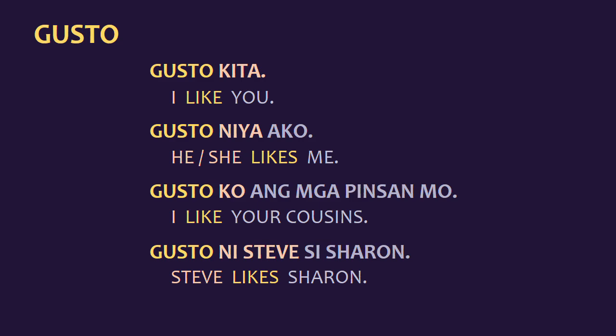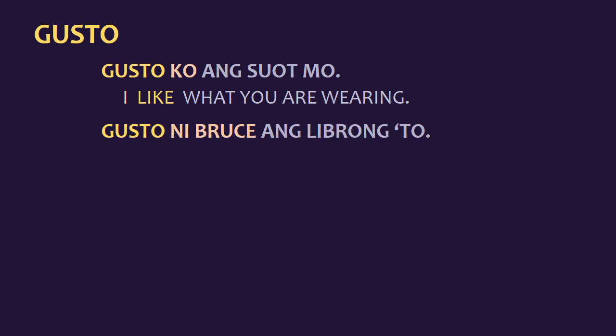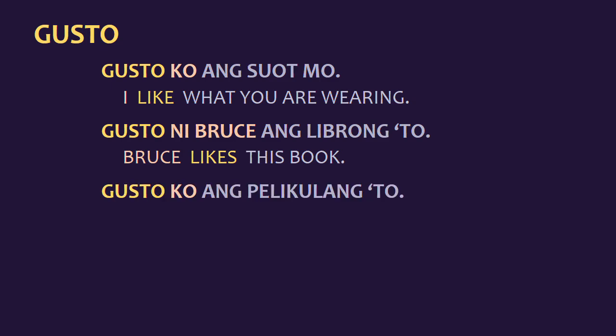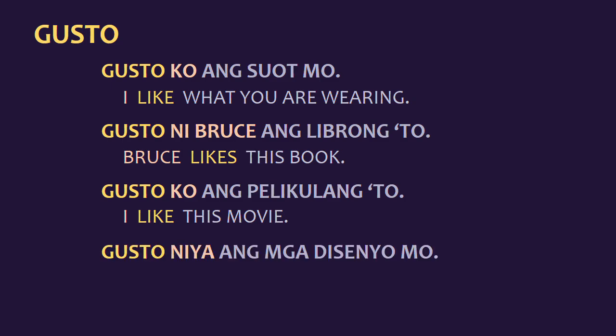And take note that here, the subject or focus of the Tagalog sentence is the receiver of the action or the person being liked. Now, how about liking something specific? Gusto ko ang suot mo. I like what you are wearing. So this time you're being specific. Gusto ni Bruce ang librong to. Bruce likes this book. Or you can say, gusto ni Bruce itong libro. Either one is fine. Okay. Gusto ko ang pelikulang to. I like this movie. So by this, you mean something specific. You mean a specific movie, not just all movies in general. And lastly, gusto niya ang mga disenyo mo. He or she likes your designs.